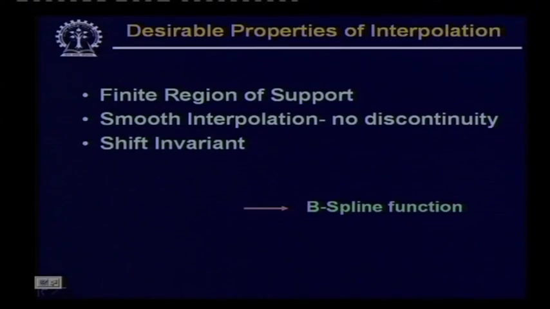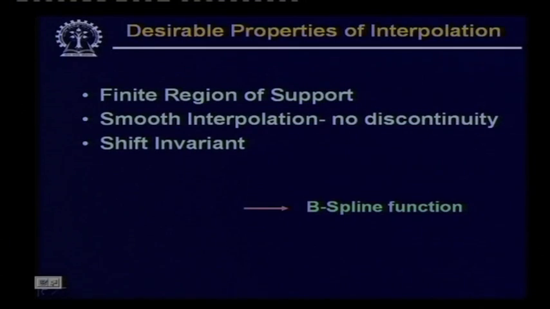The second property which the interpolation operation must satisfy is that it should be a smooth interpolation. That means, by interpolation we should not introduce any discontinuity in the signal. The third condition is that the interpolation must be shift invariant. That is, if I shift the signal by, say, t equal to 5, even then the same interpolation function should give me the same result in the same interval. This is what is known as the shift invariance property of the interpolation. And we have seen in the last class that B-spline interpolation functions satisfy all these three desirable properties for interpolation. So these B-spline functions are something like this.